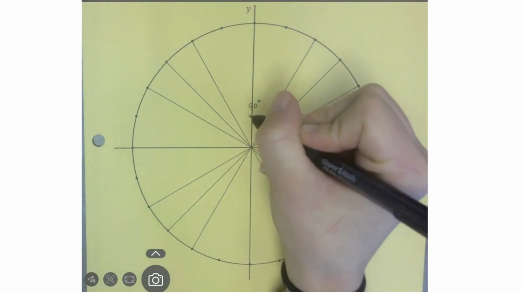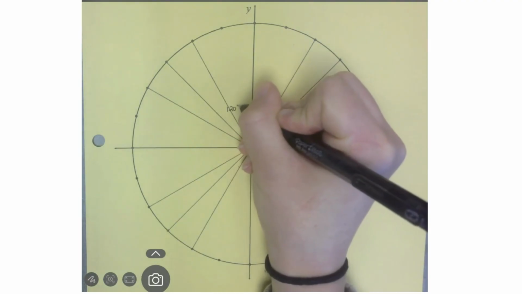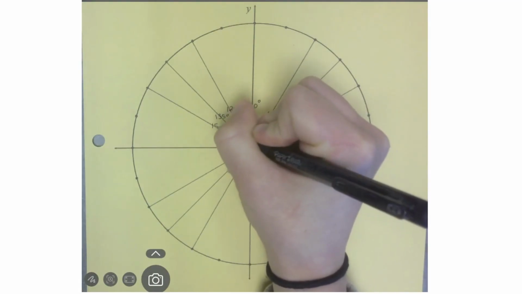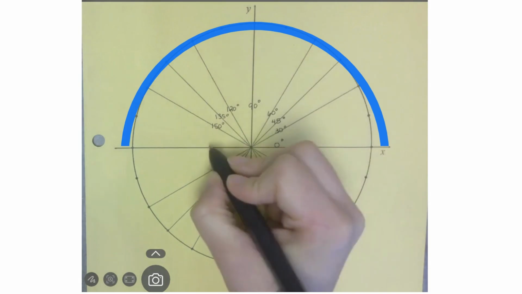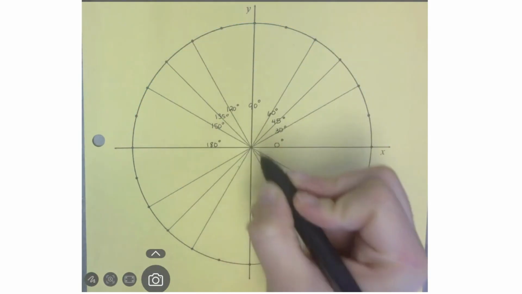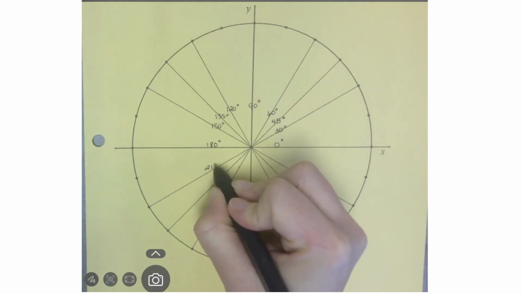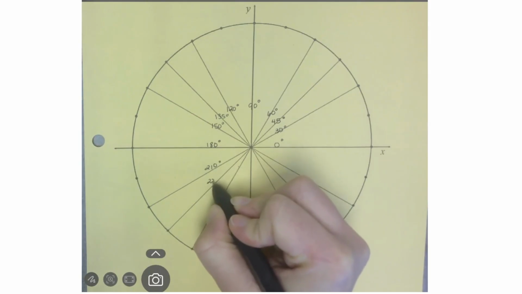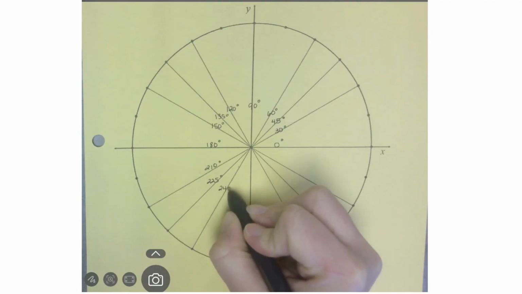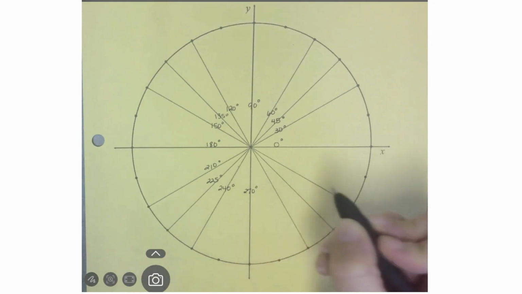90 degrees plus 30 is 120. 135, 150, and I'm halfway around the circle. This is 180 degrees. I'm going to add 30. This makes 210, 225, another 15 is 240, and down here gets me 270 degrees.